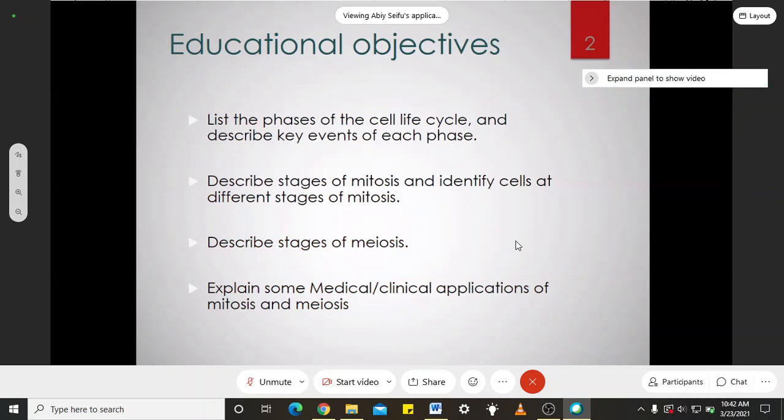The educational objectives of this lecture are, at the end of this lesson, you are expected to list the phases of the cell life cycle, the cell cycle, and describe the key events of each phase. You are also expected to describe the stages of mitosis and identify cells at different stages of mitosis. And you are going to describe the stages of meiosis. And finally, we will explain some clinical and medical aspects of mitosis and meiosis.